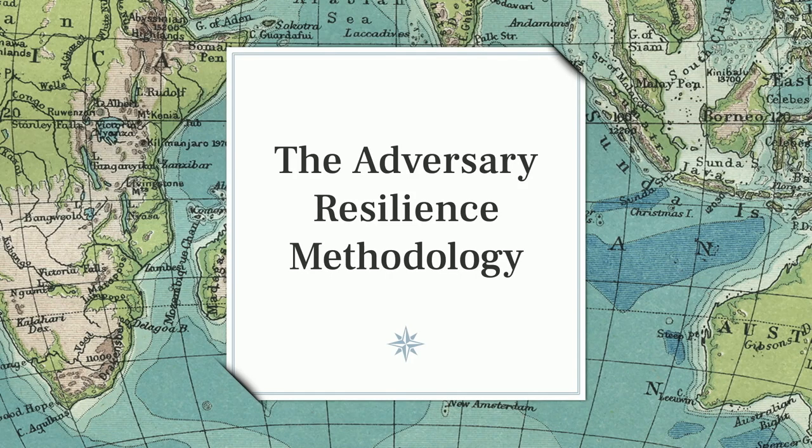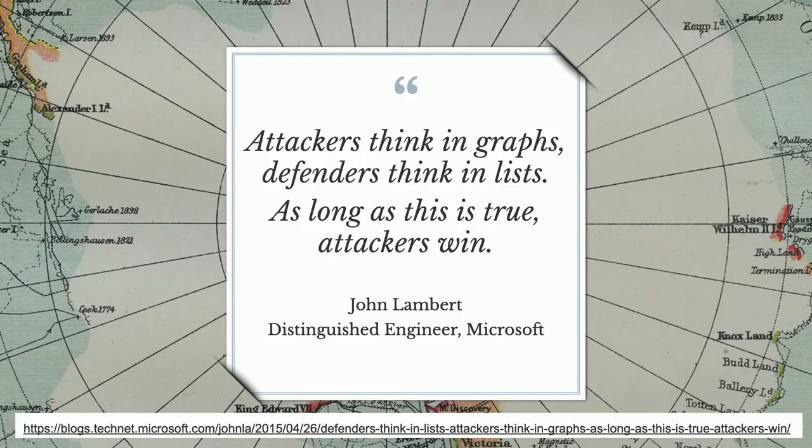So our answer to this, as far as what can we do to efficiently and empirically understand, enumerate, and remediate these attack paths in Active Directory, is our adversary resilience methodology. A lot of this is based on this quote from John Lambert in his blog post with this title right here. Attackers think in graphs, defenders think in lists. As long as this is true, attackers win. You would think that we're contractually obligated to have this quote in every talk that we have, but really this is a timeless and extremely insightful quote from John.